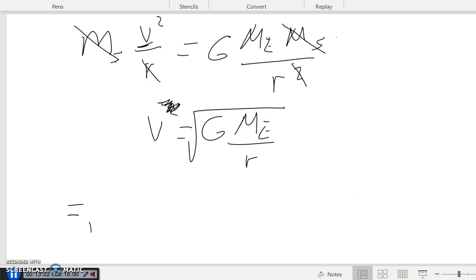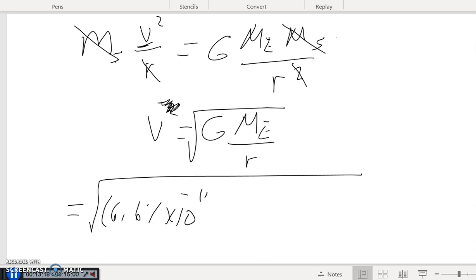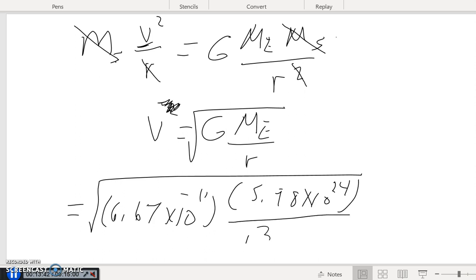And so what this is going to give me, and again I'm going to drop units for the sake of brevity, 6.67 times 10 to the negative 11 times the mass of the Earth, and recall we said the mass of the Earth the other day was 5.98 times 10 to the 24 kilograms, divided by 13,371.